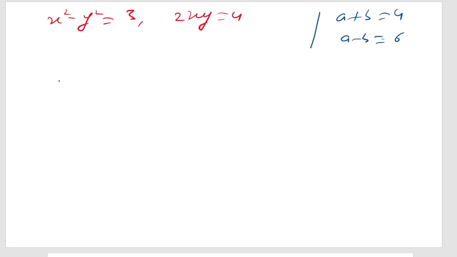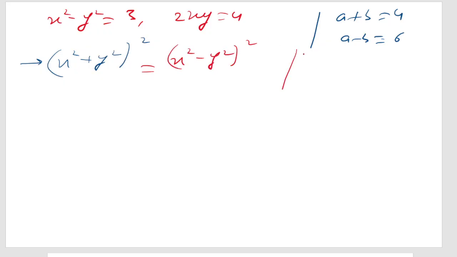So what I will do is (x square plus y square) square. What is this? We know that (a plus b) whole square is a square plus b square plus 2ab, and (a minus b) square is a square plus b square minus 2ab. So I have to add: (a square plus b square) square is equal to (a square minus b square) square plus 4ab.